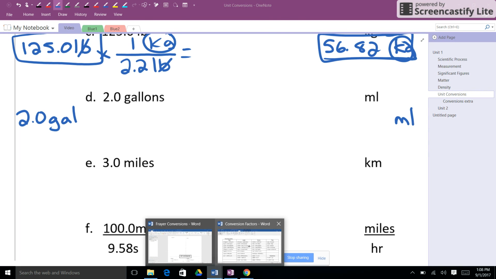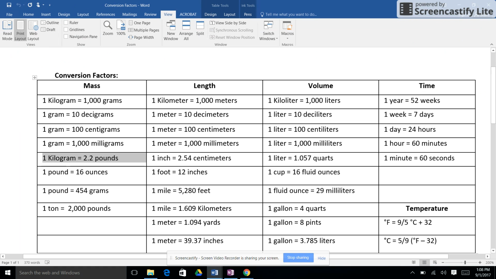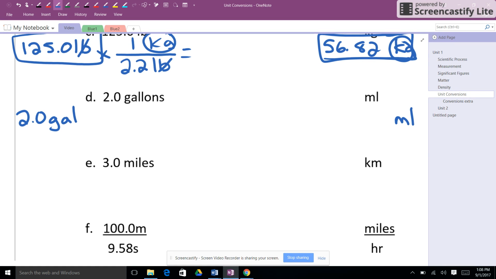Okay, now looking at our list, it doesn't look like there's a direct link between gallons and milliliters. In this case, I'm going to want to look at my gallons and liters, and then I can maybe use my metric conversion using milliliters and liters. So I'm going to start out. I'm going to make sure my gallons unit goes on bottom, and my liters unit goes on top, and that 1 liter was equal to 3.785 gallons.